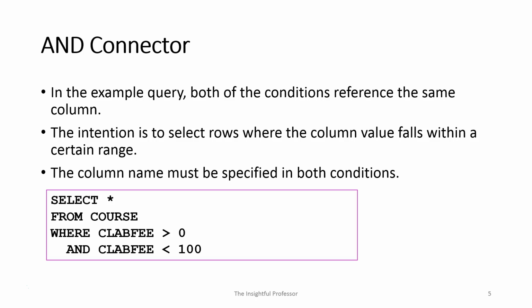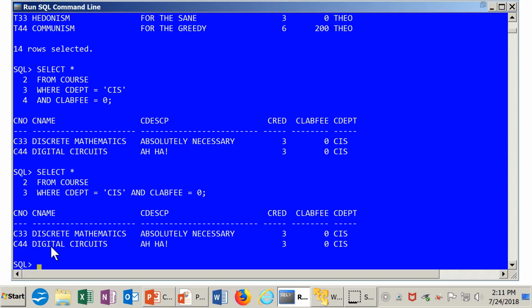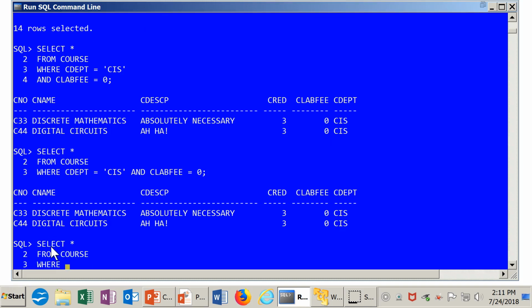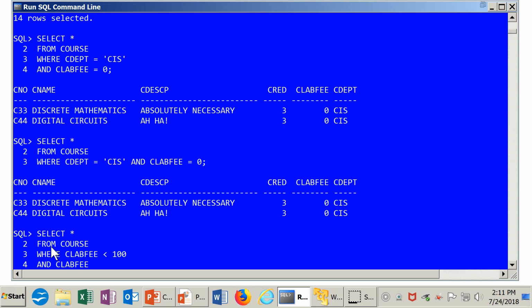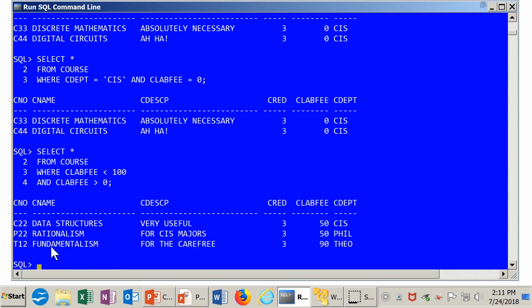Let's go ahead. We're going to get a range of values effectively. Let's select from the course table where the lab fee is, I forget what we had, less than 100 and lab fee is greater than 0. Again, the order doesn't matter. And notice what we get is values here that do fall strictly between the 100 and the 0. So this is not inclusive. We don't get courses with a value of 0. We don't get courses with a value for the lab fee of 100 because we said strictly less than or greater than.